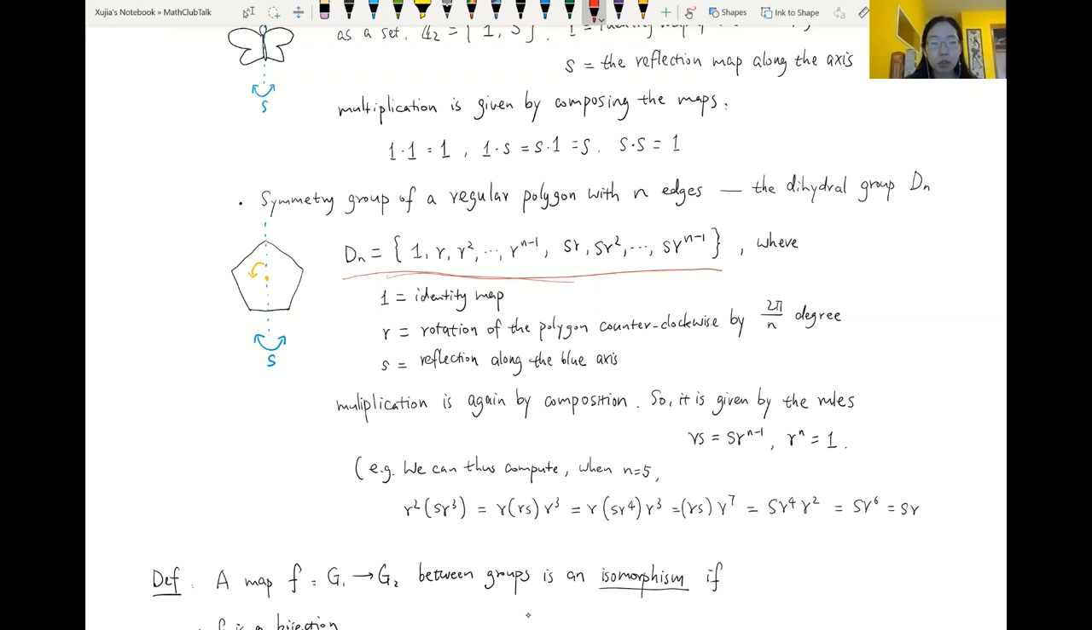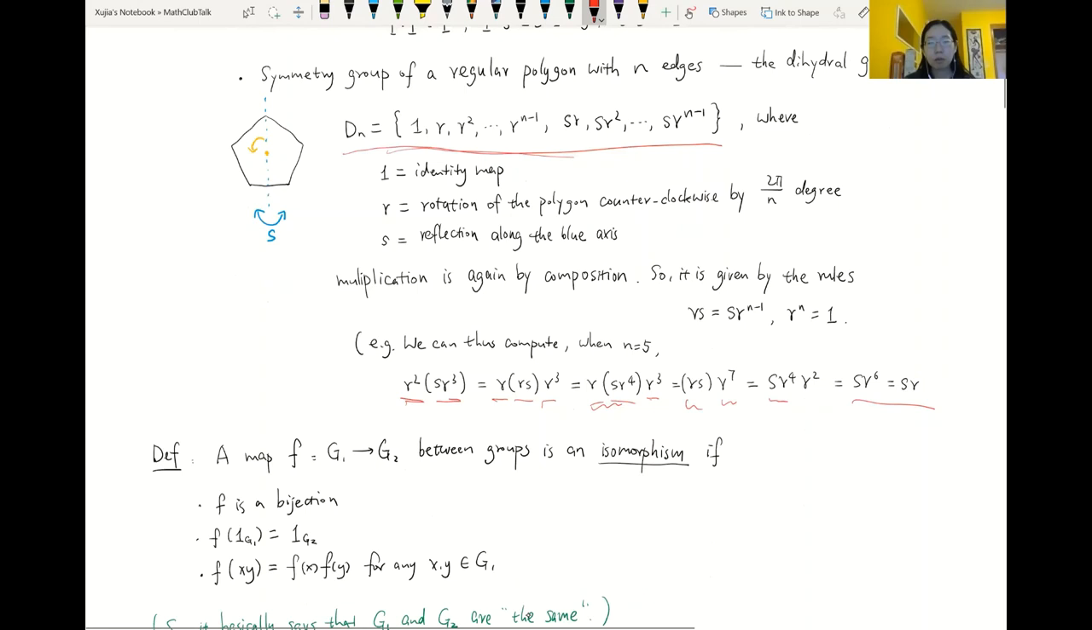For example, if you multiply R squared with SR cubed, you use these two rules. You get R times RS, because you have associativity, times R cubed, and RS is SR. We take this n equals 5 example, it's R times SR to the fourth, it's R cubed. So we have an RS here again, so RS times R to the seventh, this is SR to the fourth again, so R to the fifth, and R to the seventh is just R squared. So we get finally SR here. So these are examples of groups, hopefully this is clear to everyone.